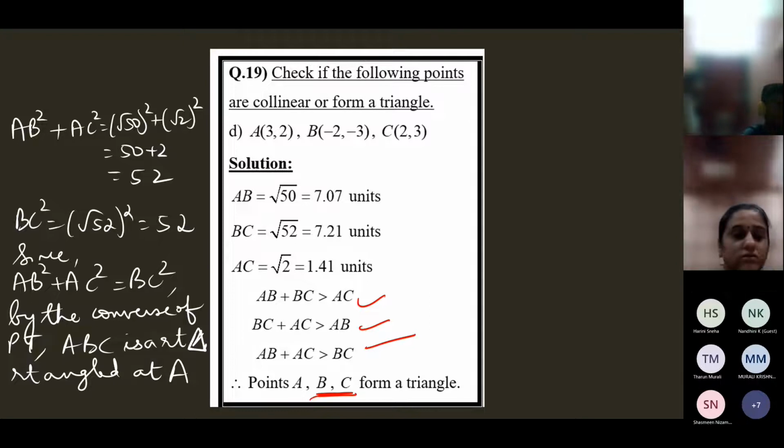All right. So what I've written here is since AB square plus AC square is equal to BC square by the converse of Pythagoras theorem. PT is Pythagoras theorem. ABC is a right triangle, right angled at A.